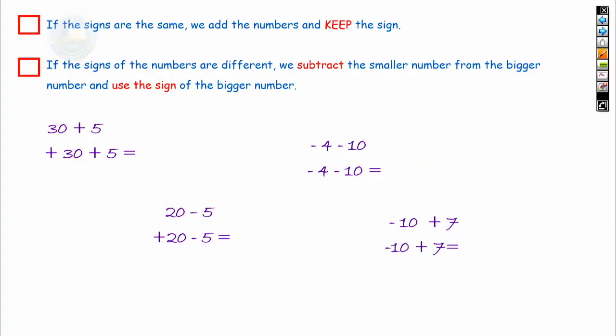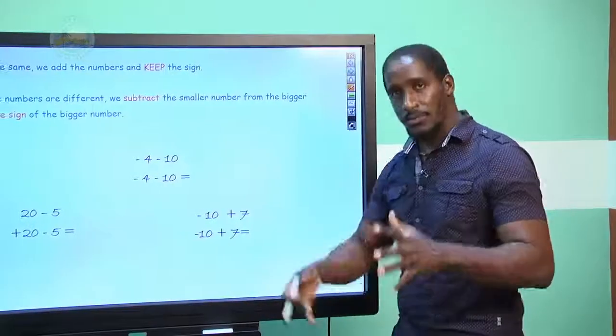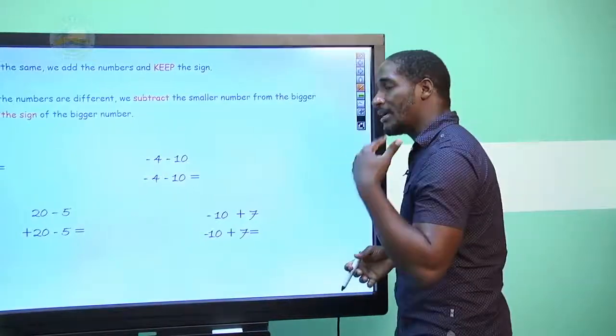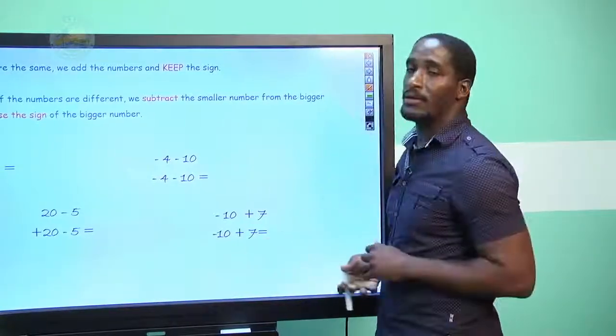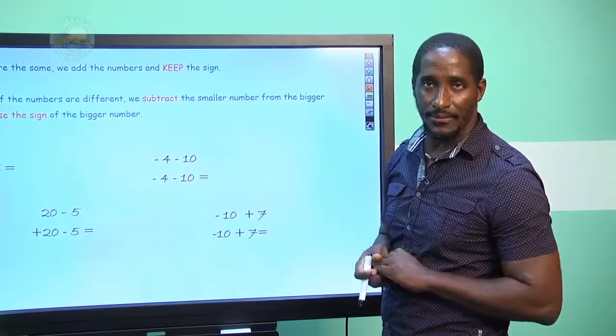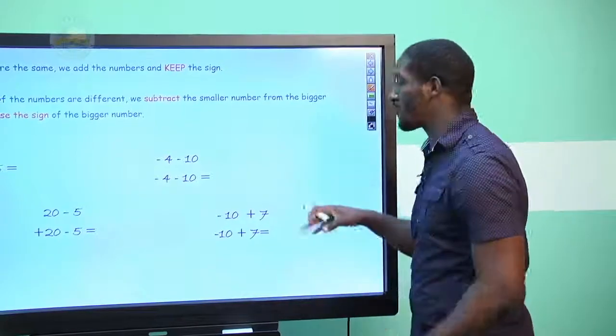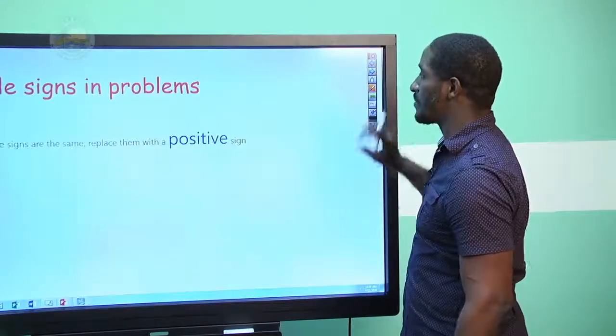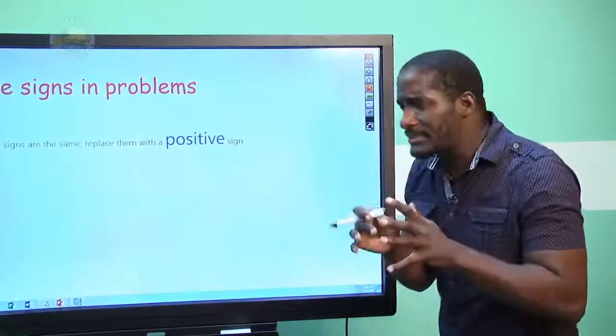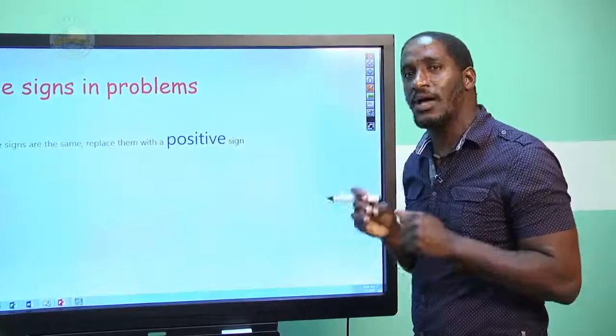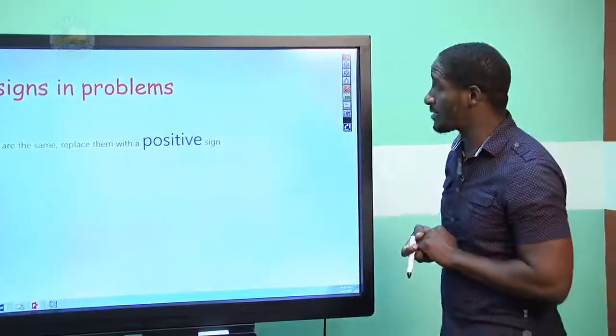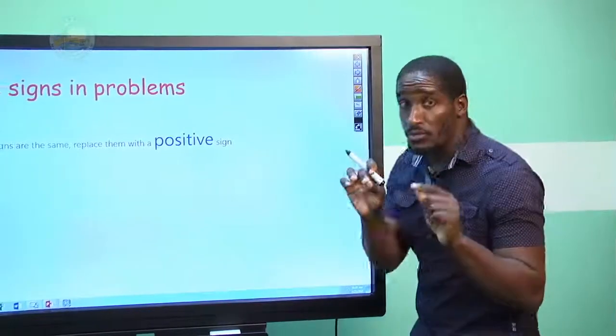For the addition and subtraction of integers, we must remember the rules that if the signs are the same, we add the numbers and keep the sign. If the signs are different, we subtract the smaller number from the bigger number and carry the sign of the bigger number. Now, what about instances where we may have double signs? There are some integer problems with double signs. Now, here are the rules.